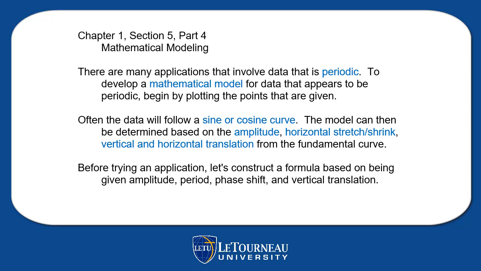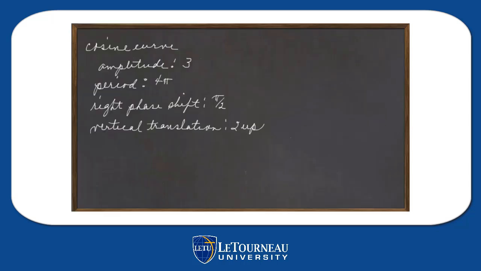get plotting the points. But before trying an application of this, let's construct a formula based on being given amplitude, period, phase shift, and vertical translation. Okay, now we're going to construct a cosine curve with amplitude 3, period 4 pi, right phase shift pi over 2. So notice, and a vertical translation.